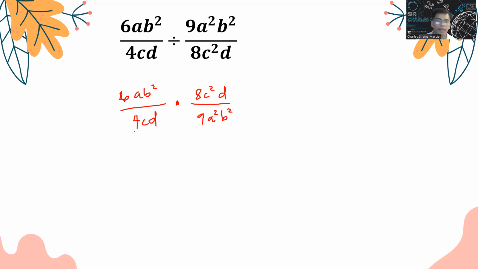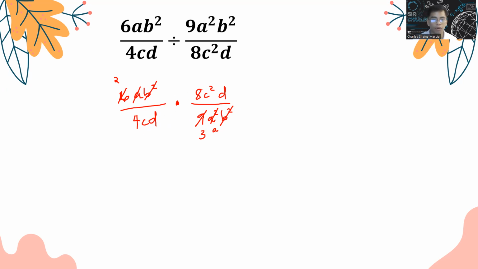Next, simplify. 6 and 9. What is the common factor in 6 and 9? Correct, that is 3. So 6 divided by 3, that is equal to 2. And 9 divided by 3, that is equal to 3. Then subtract the exponent of the variable a. 2 minus 1, magiging 1, kaya a na lang siya. B squared, from numerator and denominator, they have both the same exponent, kaya cancel out na natin siya.